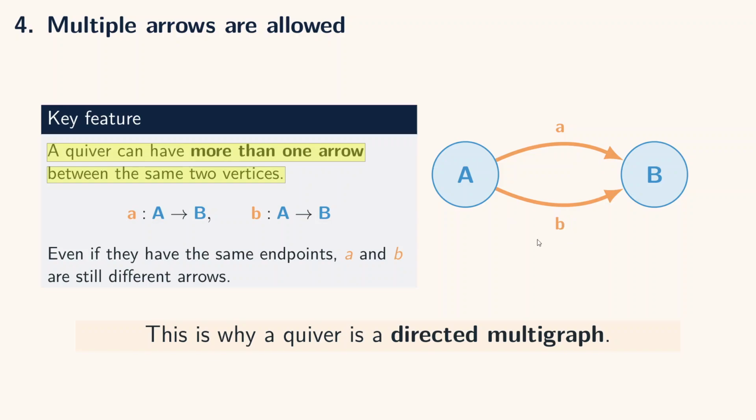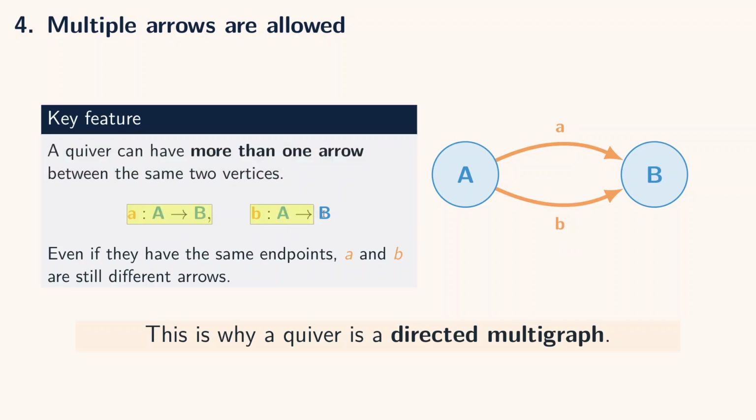Both arrows start at A, and both arrows end at B. Their source is A, and their target is B in both cases. And yet, A and B are different arrows. They are not the same. Even though they share the same source and the same target, they are distinct, named arrows. They are different pieces of data in the quiver.